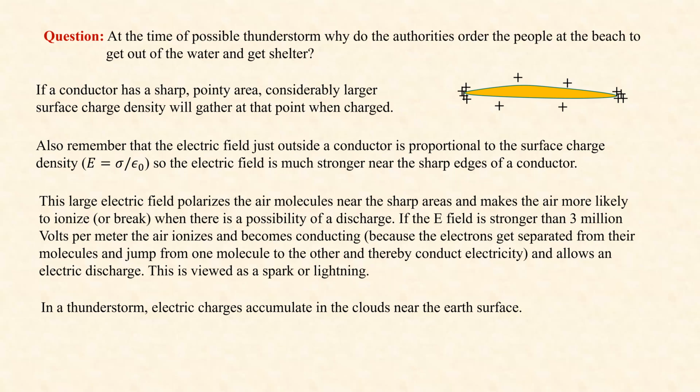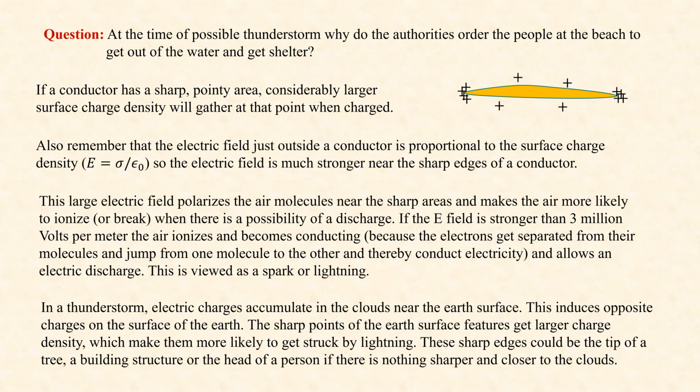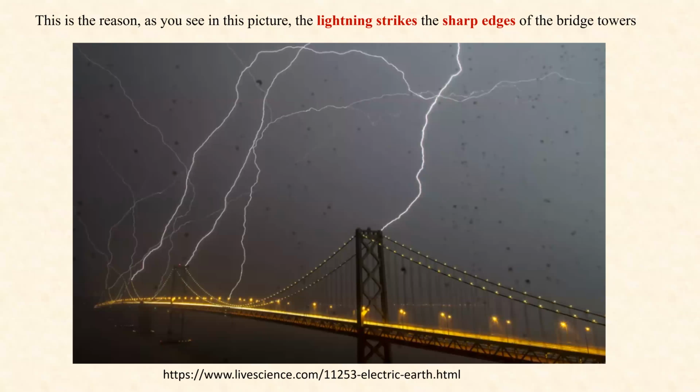In a thunderstorm, the electric charges accumulate in the clouds near the Earth's surface. This induces opposite charges on the surface of the Earth. The sharp points of the Earth's surface features get a larger charge density, which makes them more likely to get struck by lightning. These sharp edges could be the tip of a tree or a building structure or the head of a person if there's nothing else above you. You see these pictures of lightning? You see it hit this point. Why is that? Because the electric field is larger.